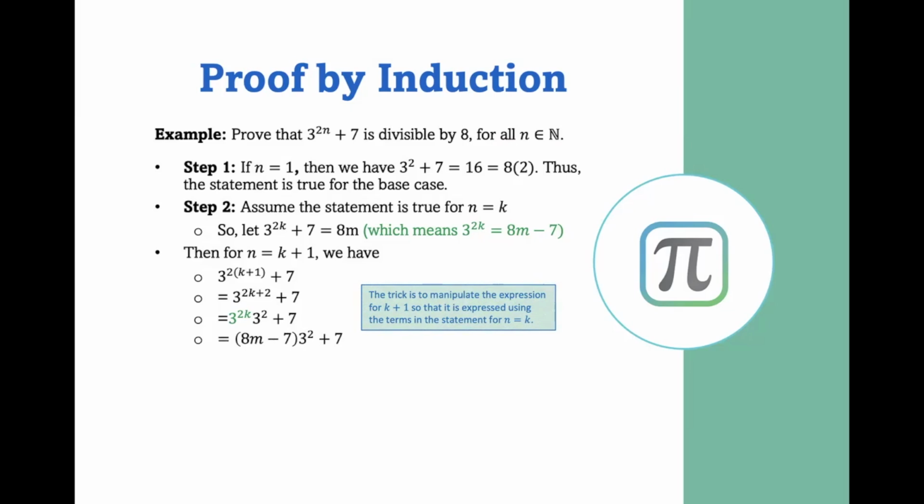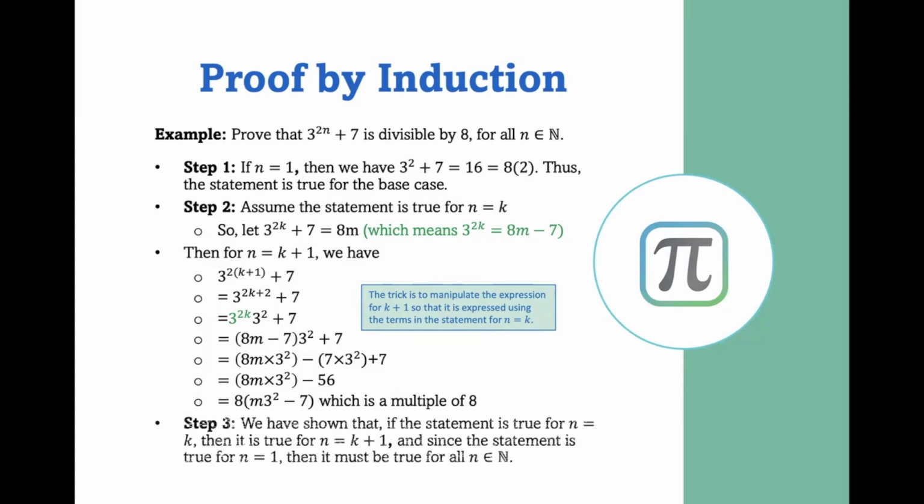We can substitute that into our equation. We can expand and rearrange. And this allows us to factorize, where we have 8 outside of the brackets and then m times 3 squared minus 7. And this is a multiple of 8.